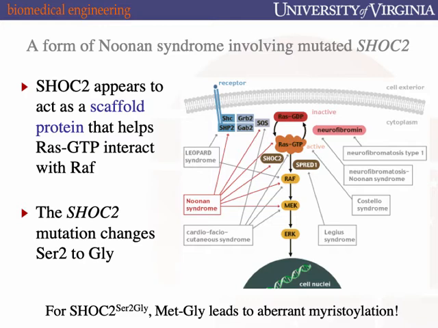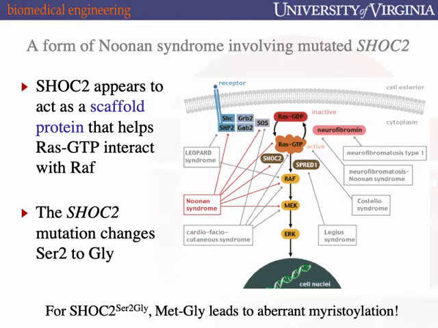In a subset of Noonan syndrome patients, they have a mutation in shock 2 that changes position 2 of the translated protein, which should ordinarily be a serine, to a glycine. Recall that the first position is always a methionine, and now we have methionine glycine on shock 2. Now, shock 2 has a motif for myristylation. In papers that I'm not showing you, they show that it gets myristylated. And now, shock 2, in addition to Ras, is localized to the inner leaflet of the plasma membrane.